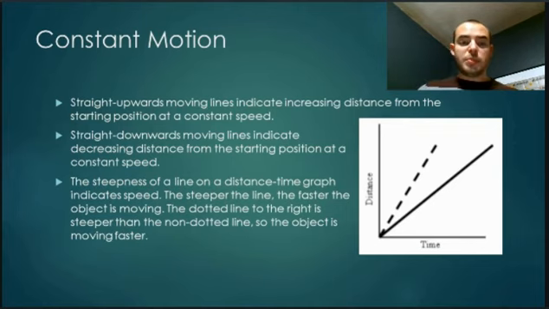However, the steepness of a line on a distance time graph indicates speed. The steeper the line is, the faster the object is moving. In this example to the right, the object represented by the dotted line is moving much faster than the object represented by the non-dotted line, due to it being steeper.